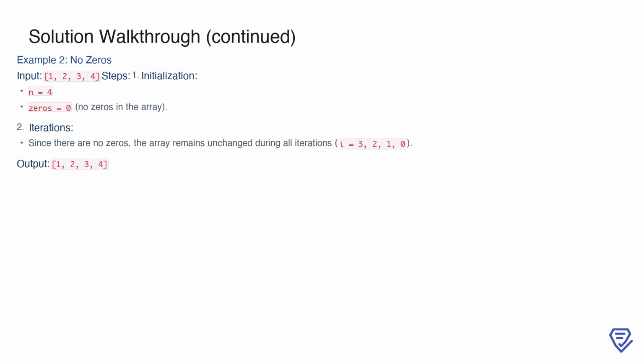Here, we initialize n to 4 and count the zeros in the array, which results in zeros equals 0 since there are no zeros at all. During the iterations, because there are no zeros to process, no modifications are made to the array. For every iteration, starting from i equals 3 down to i equals 0, each value in the array remains in its original position. Thus, the output of this example is simply 1, 2, 3, 4.